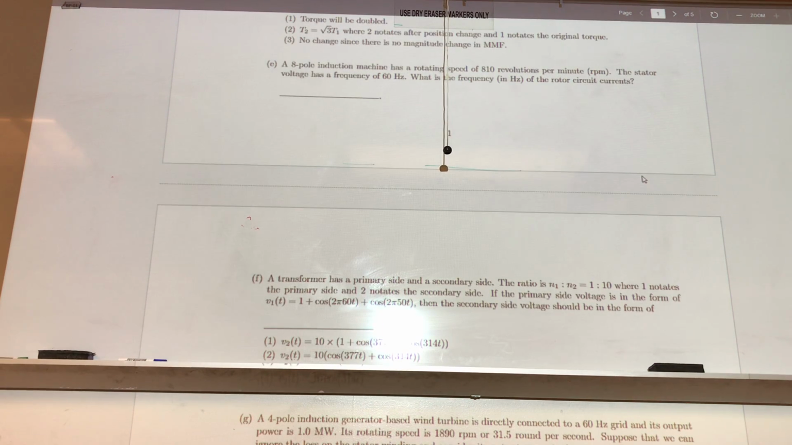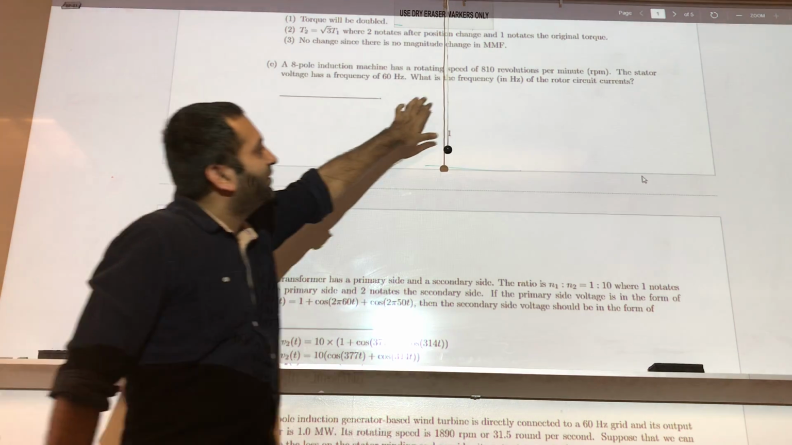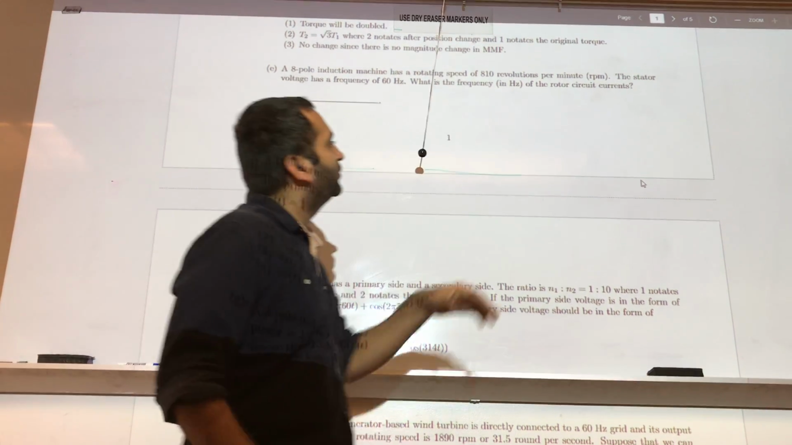It says the 8-pole induction machine has a rotating speed of 810 RPM. The stator voltage has a frequency of 60 Hz. The question asks for the frequency of the rotor voltage. This is easy. Do you know how to solve it? It says, what is the rotor frequency in Hz for the rotor side?